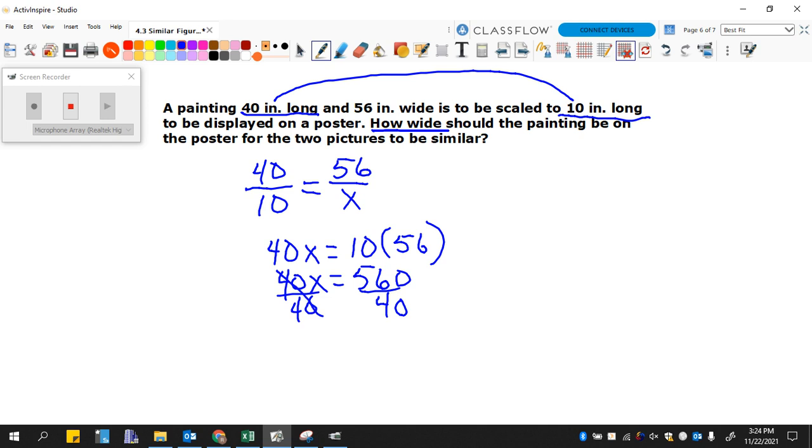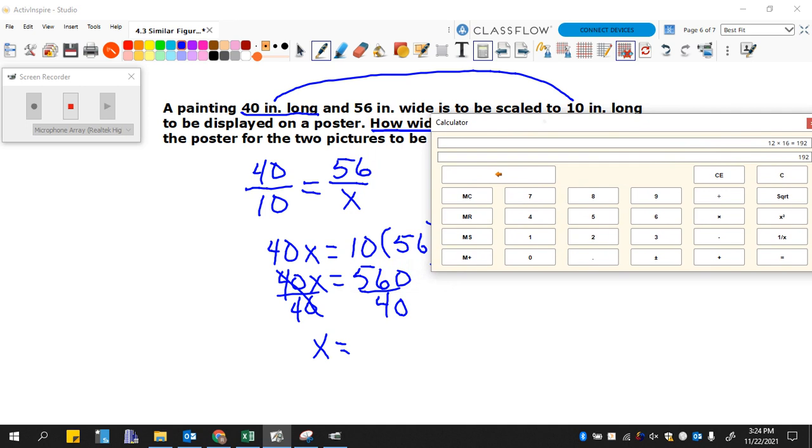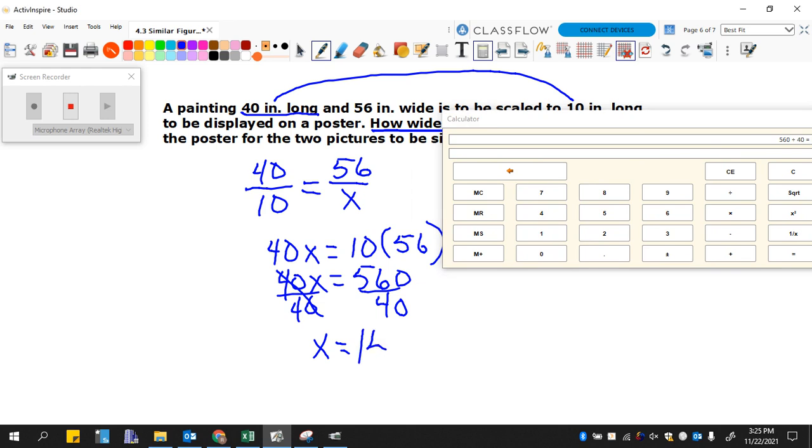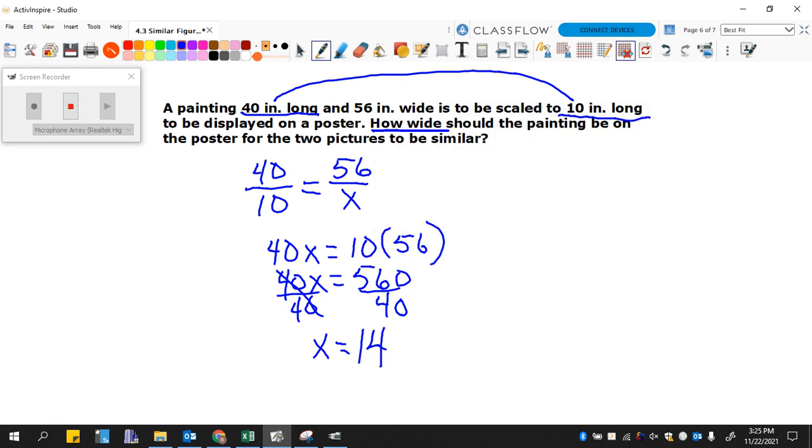10 times 56 is 560, divided by 40. So x is equal to 560 divided by 40, which is 14. So it should be 14 inches wide. Make sure that you put in your units of measure.